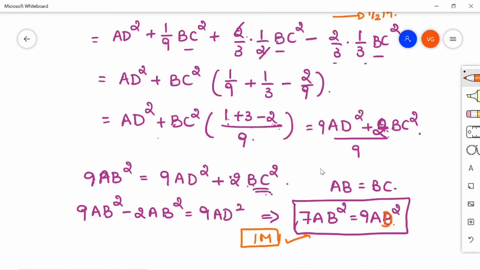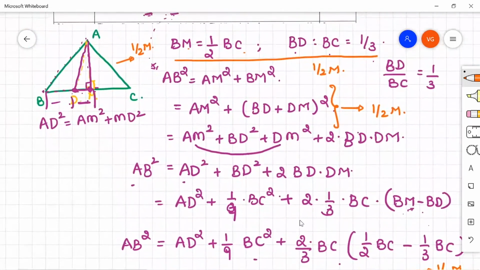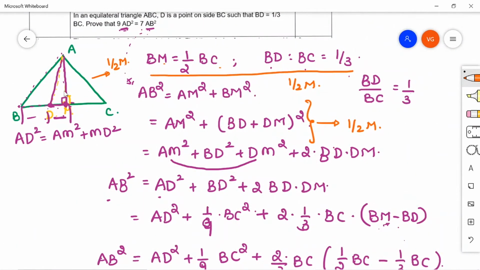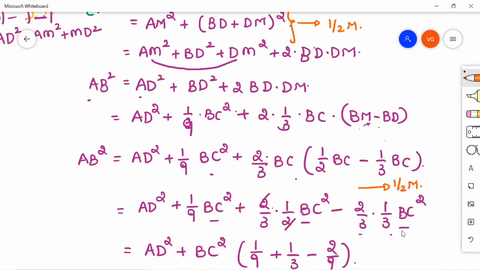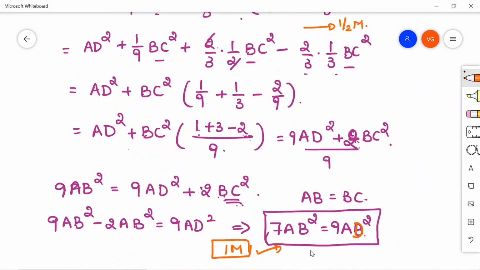another 1 mark. So this is how they have simplified the problem, and the marking criteria is also mentioned here. See, for the triangle, half mark; writing the Pythagoras theorem and given data, half mark each; and then simplification, half mark; finding the final answer, 1 more mark.